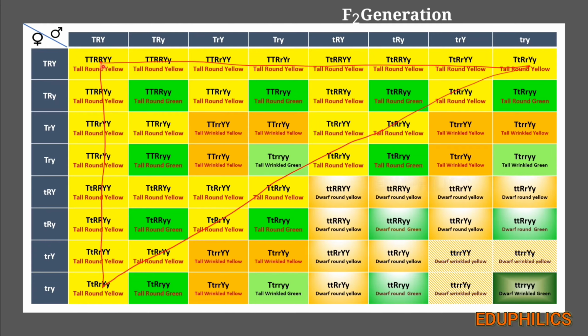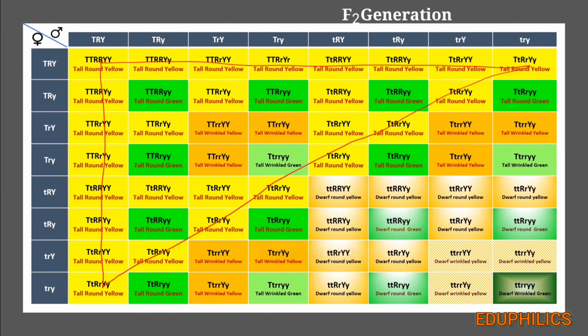If you are writing this cross, try to write the gametes in the same order. Then you will get a pattern like this, because it is easier to count. There is no rule that you have to write the gametes in the same order. If you count them, you will find that there are totally 27 plants which have tall round yellow phenotype.